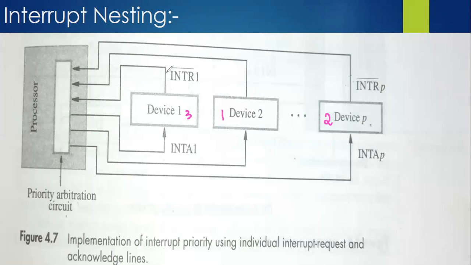Now device 1 is raising an interrupt request, which will be received by the processor. First it should enter the priority arbitration circuit. Here we are naming it 3. Your processor will note the priority level of that particular device here.